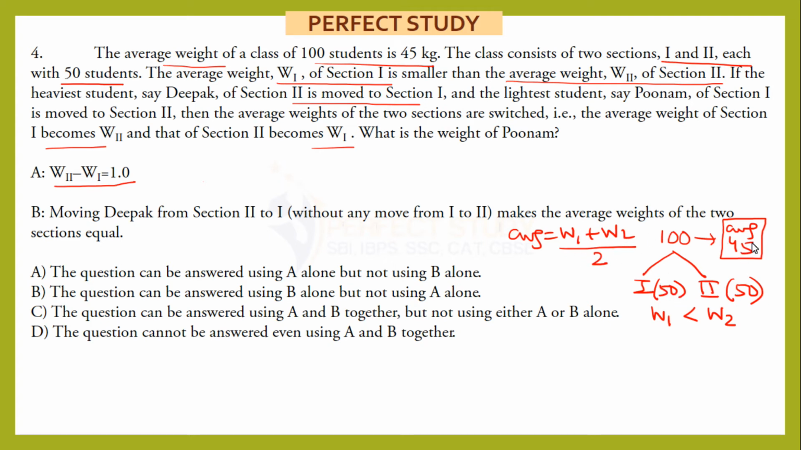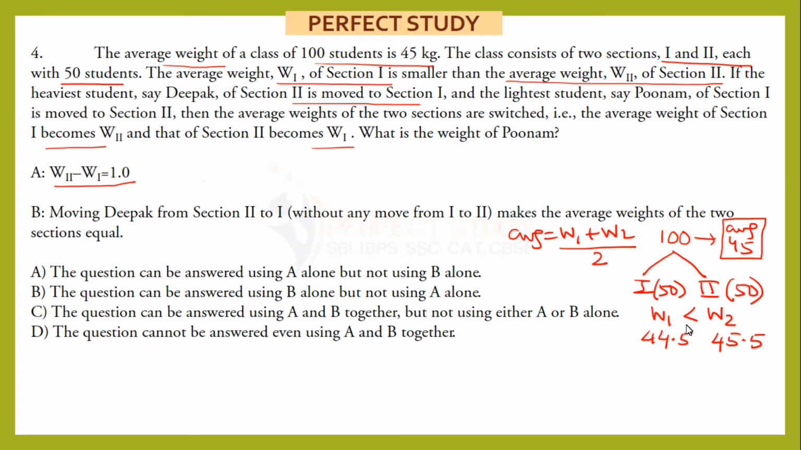Now, if this is 45 and if the difference is 1.0, there is no need to make any equation. Keep 0.5 here, 0.5 here. That means W1 will become 44.5 and W2 will become 45.5. Remember, when the group strength is equal, the combined average is equidistant from both the group averages. Means the gap between the first group average and the overall average should be equal to the gap between the second group average and the overall average.